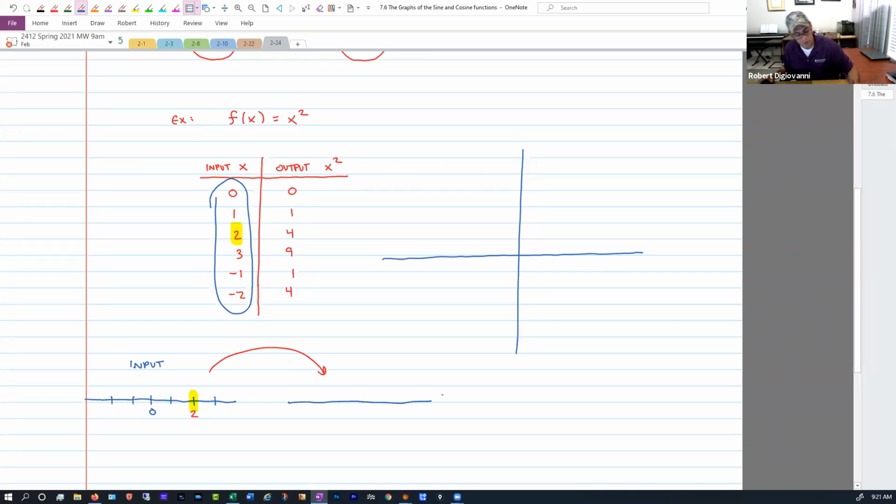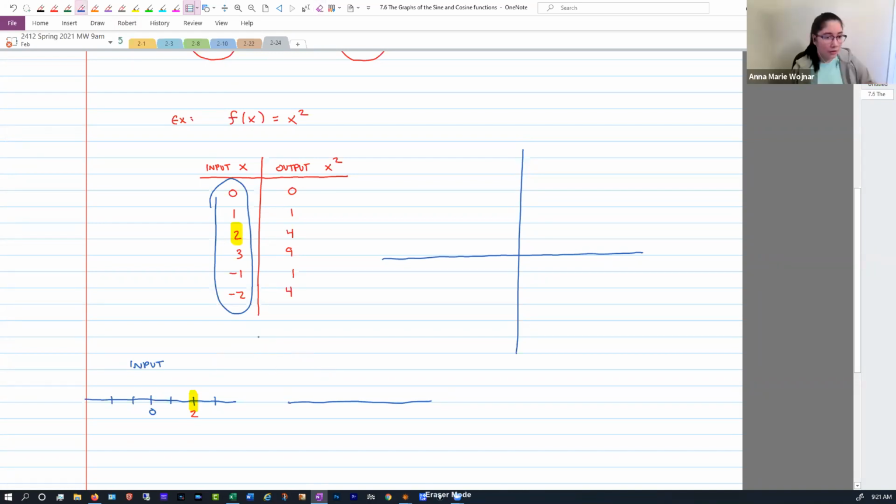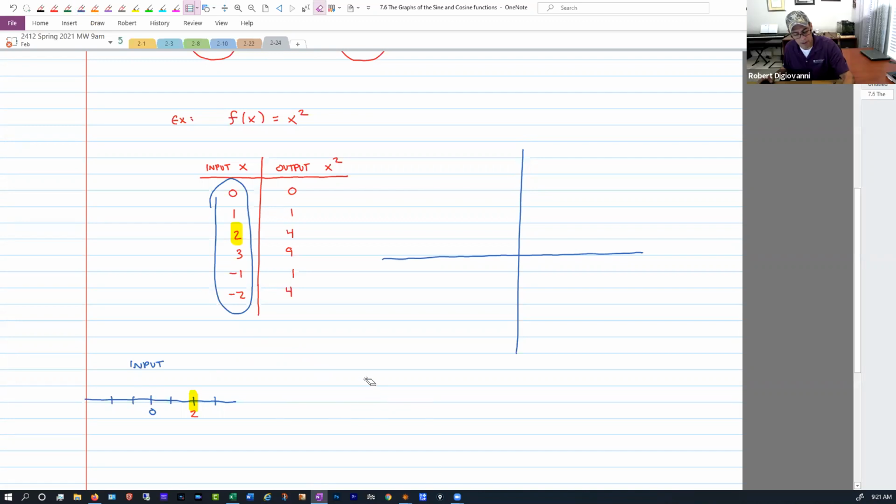Where did that number 2 get dropped off? At 4. Positive 4. Yeah, on another number line, right? If this is 0, this number 2 gets sent over here to 4, doesn't it? So this would be a really crappy way of drawing what the function is doing, right? I would have to do this for each number.